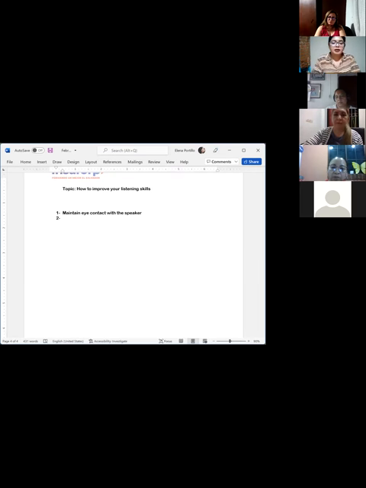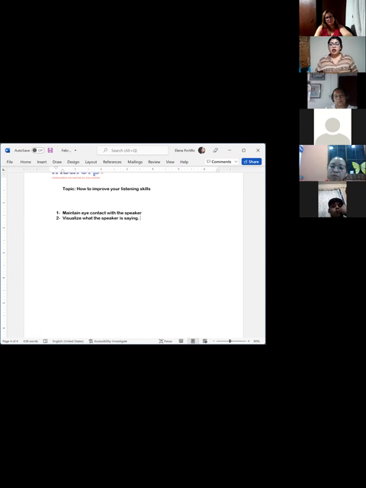Number two, visualize what the speaker is saying. Okay, in this one, we have to use the imagination. We have to visualize what the speaker is saying. For example, if we are going to listen to an audiobook, we have to visualize what the speaker is telling us. We can visualize the actions. We can visualize the places that the people are talking about.